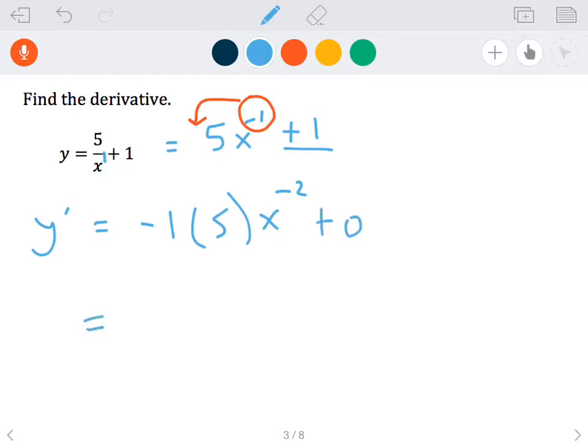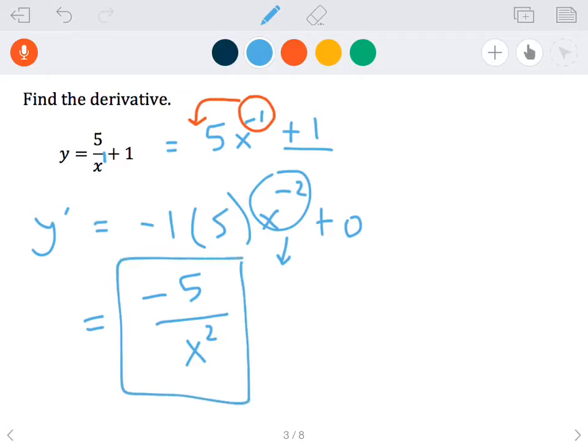And so I can clean that up, make it pretty. Negative 1 times 5 is just 5. And then I'm going to take this and move it down to the denominator, which means I'll make my sign positive, and plus 0. Ta-da!